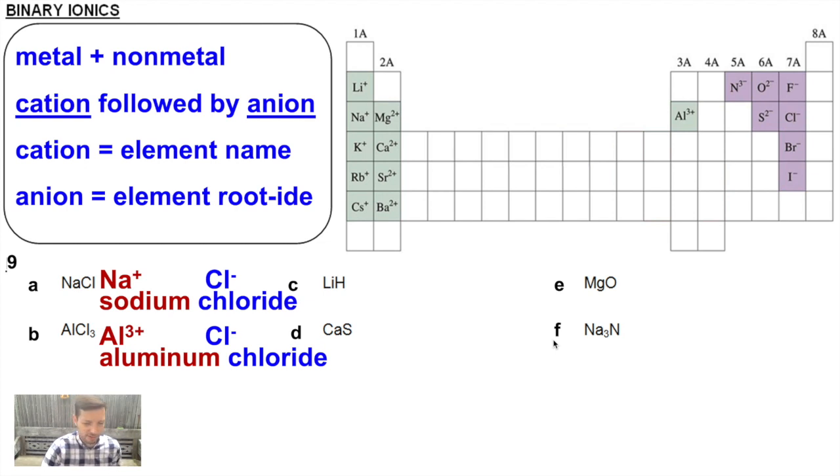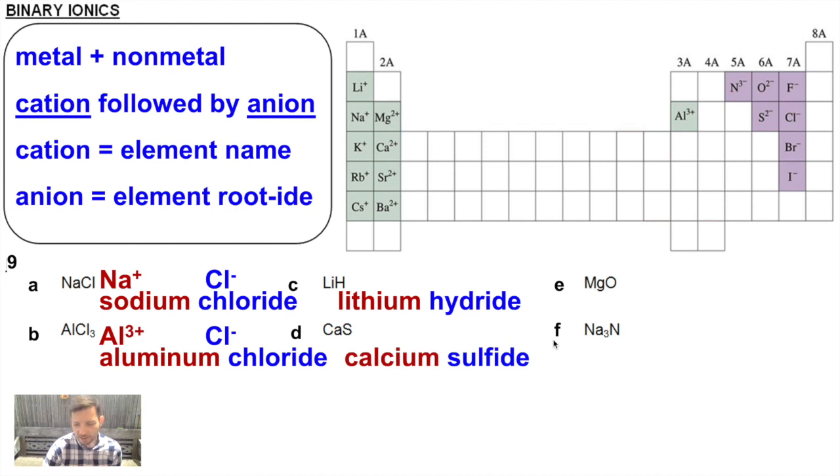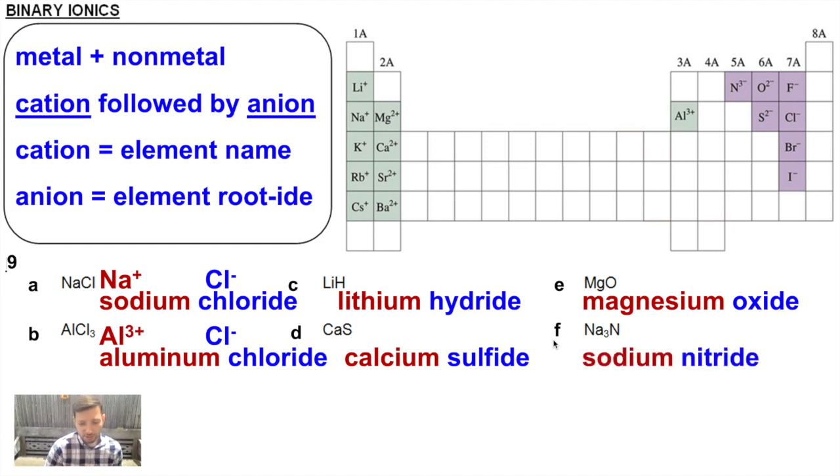Okay, LiH, that's lithium and hydrogen, so we get lithium hydride. CaS, that's calcium and sulfur, so it becomes calcium sulfide. Magnesium and oxygen, OMG? No, MgO, that's magnesium and oxide. And then Na3N, again, it doesn't matter how many of each one go into the name of a binary ionic, so that's sodium, nitrogen becomes sodium nitride. And that's it for a simple binary ionic.